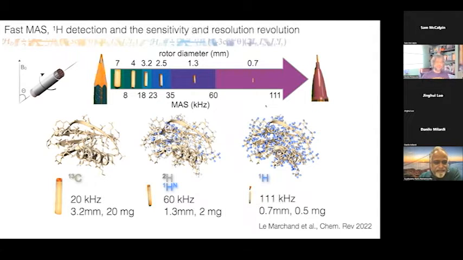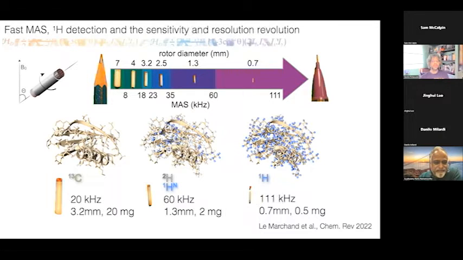So you can summarize this as a transition from the traditional solid state NMR spectra based on carbon detection at slow spinning rates in large rotors with large sample quantities. This is what you may be familiar with. So solid state NMR, something which really takes a lot of sample and a lot of time to acquire spectra, with a transition to deuterated proteins.